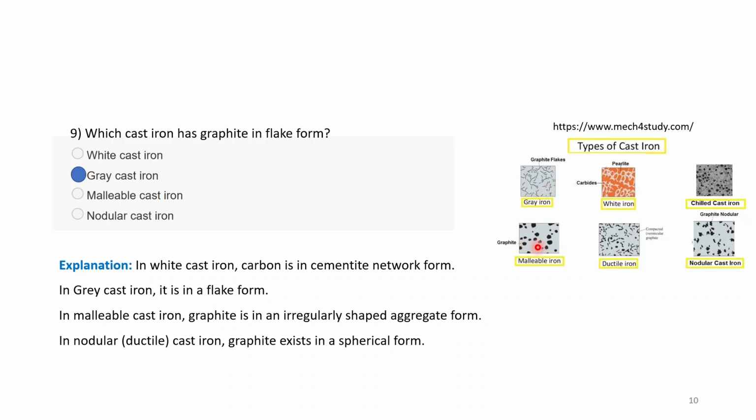Here you can see in malleable iron you'll have irregular types of shapes, and in ductile iron you'll have somewhat irregular and spherical shapes. Nodular, spherical, then chilled cast iron, white cast iron, and grey cast iron. In white cast iron, carbon is in cementite network form. In grey cast iron, graphite is in flake form. In malleable cast iron, graphite is in an irregularly shaped aggregate form. And in nodular, ductile cast iron, graphite exists in a spherical form.